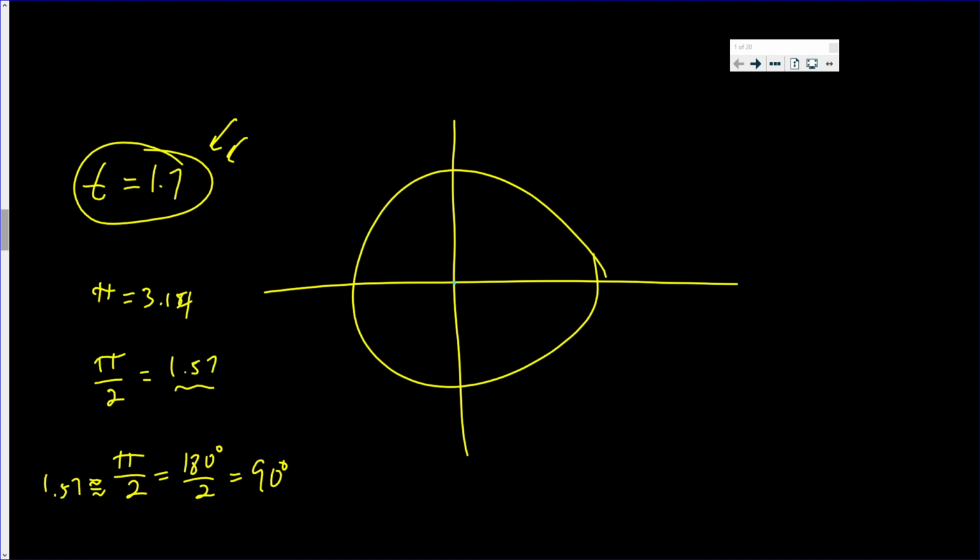So, positive x-axis, a little bit more than 90 degrees. That angle is about 1.7.